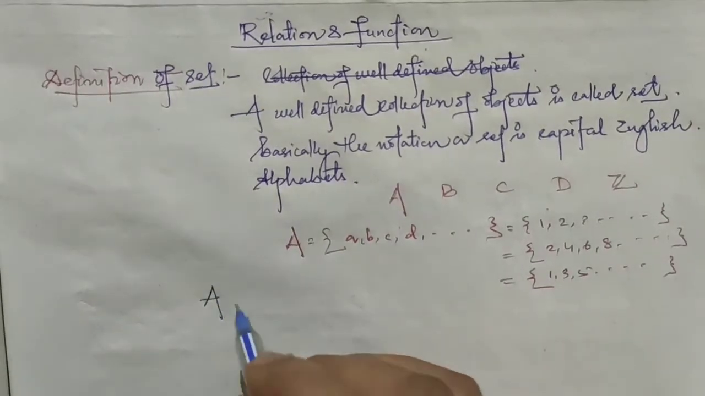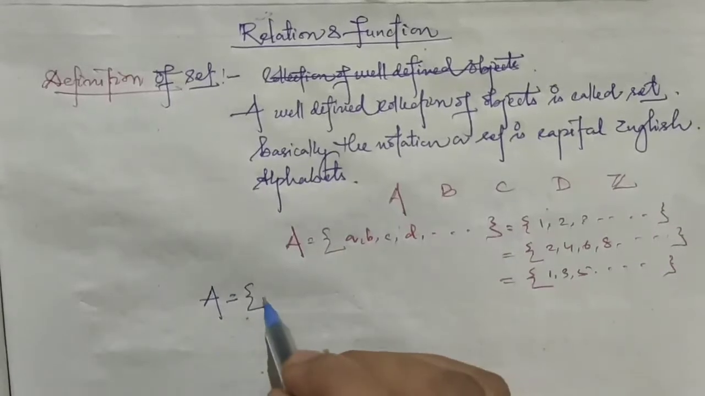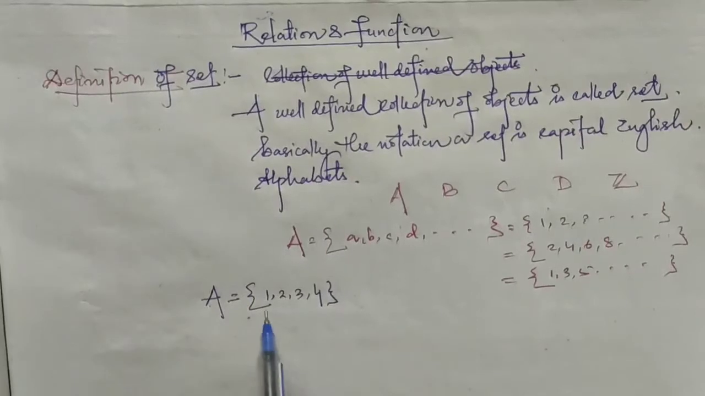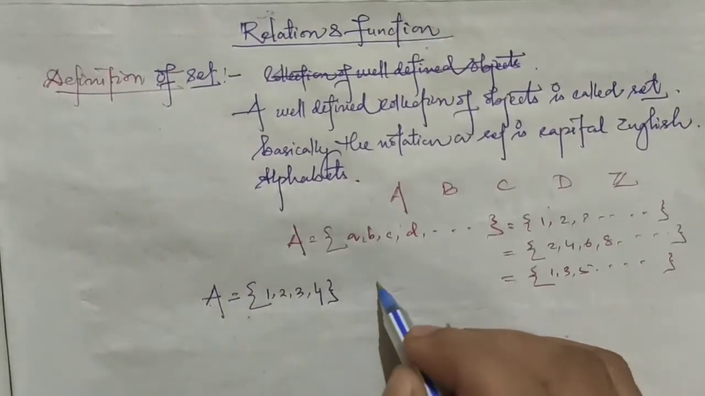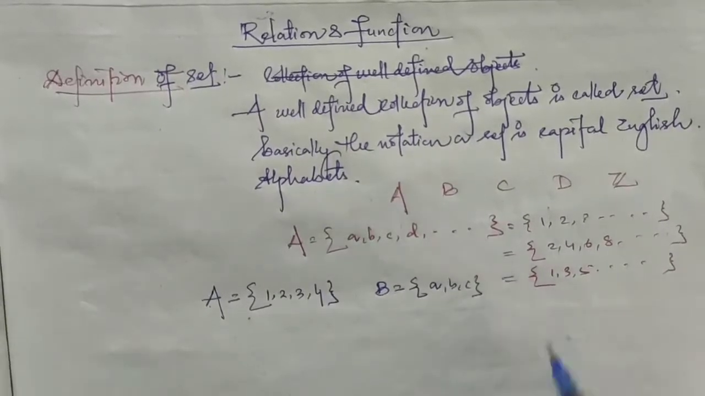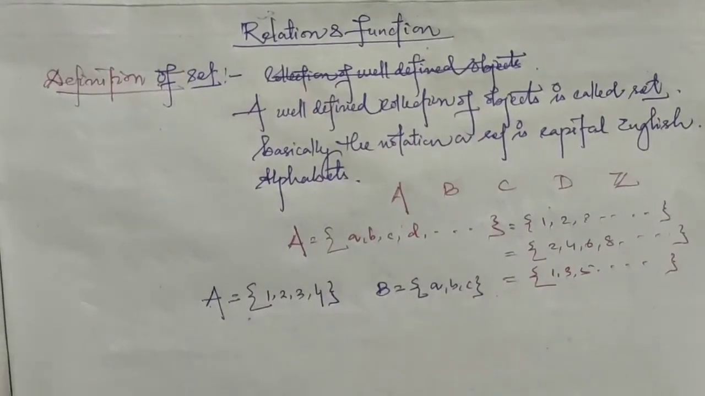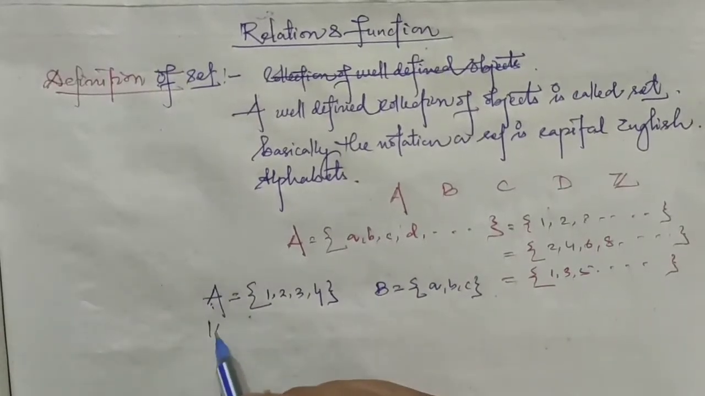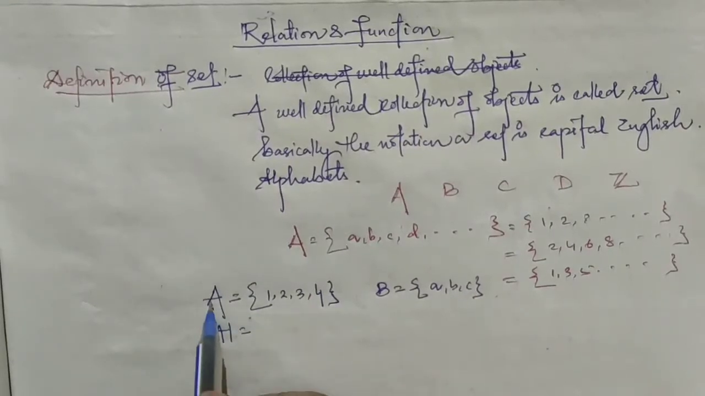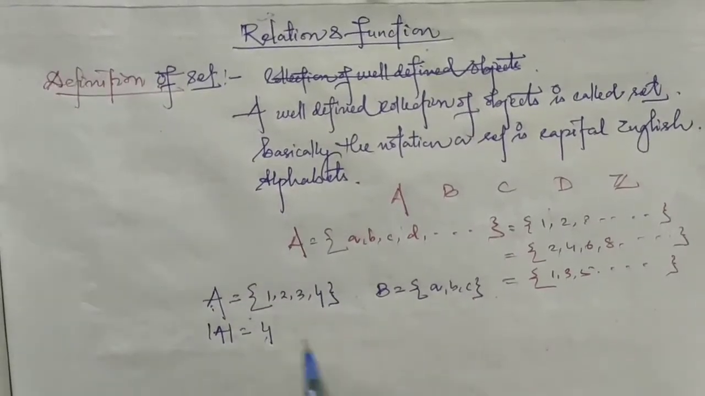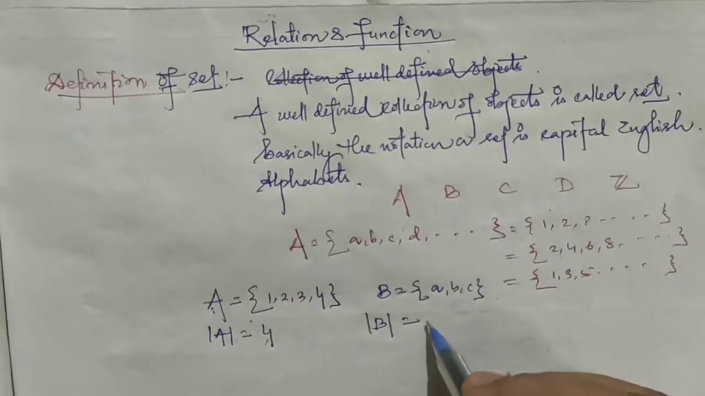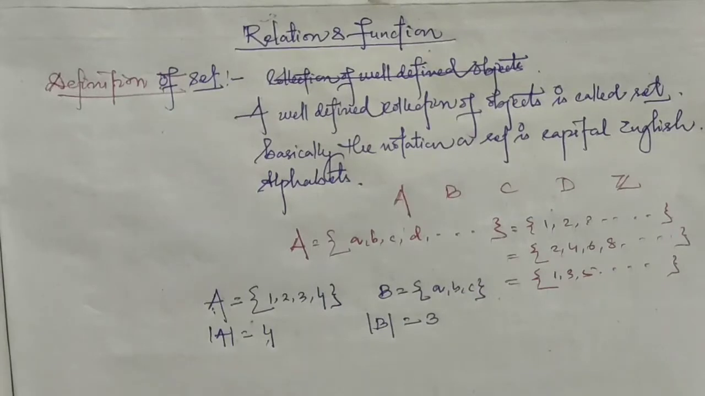Let A be a set, and this set consists of some numbers, suppose 1, 2, 3, and 4. So this set consists of only 4 elements. Suppose another set B consists of a, b, and c. These are only 3 elements. So the cardinality of A, meaning the total number of elements that belong to set A, is 4. The cardinality of B, how many elements belong to B? Only 3, so the cardinality is 3.